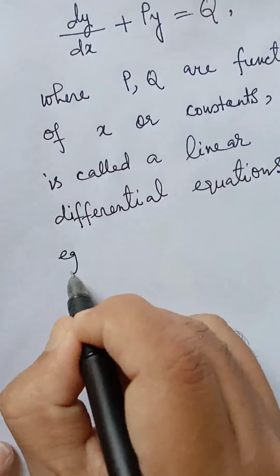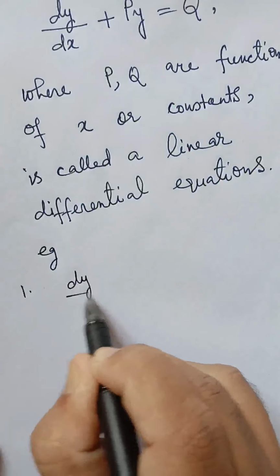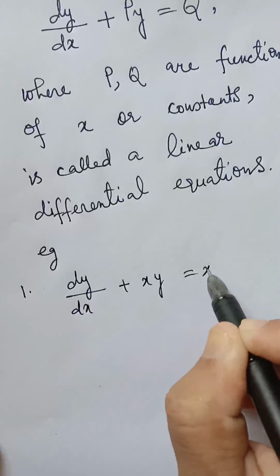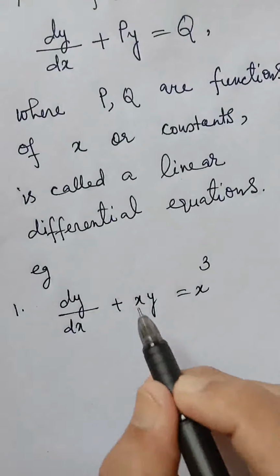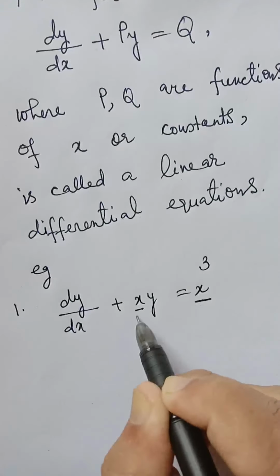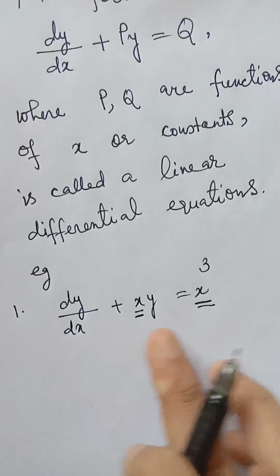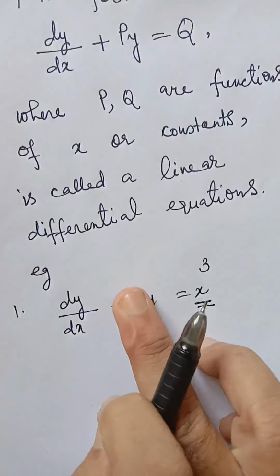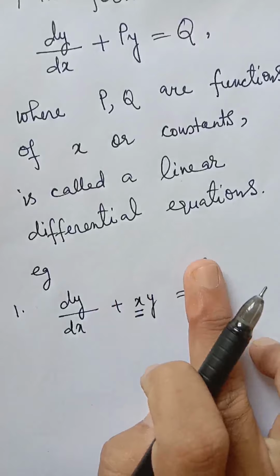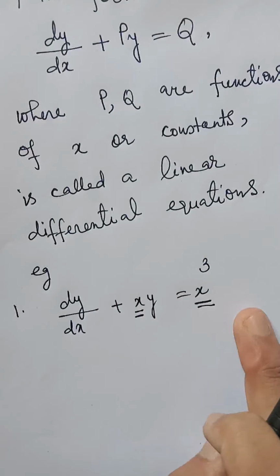For example, dy by dx plus x into y is equal to x cube. Now you can see here x is p. This is our p and this is our q. Here x is a function of x, q is also a function of x. So this differential equation is of the form dy by dx plus py equal to q, where p is a function of x, q is also a function of x. So this is a linear differential equation. This is an example of a linear differential equation.